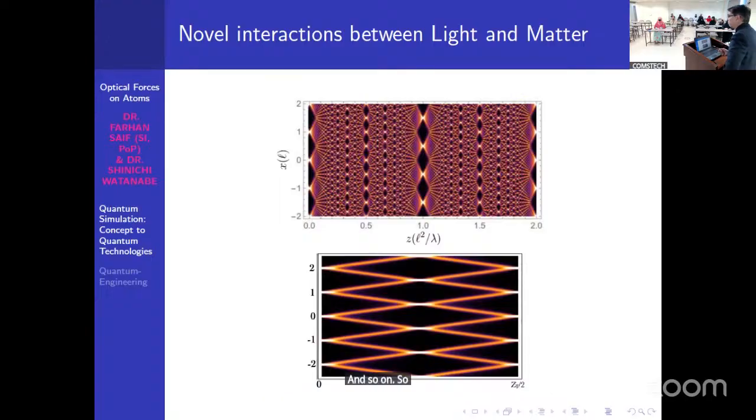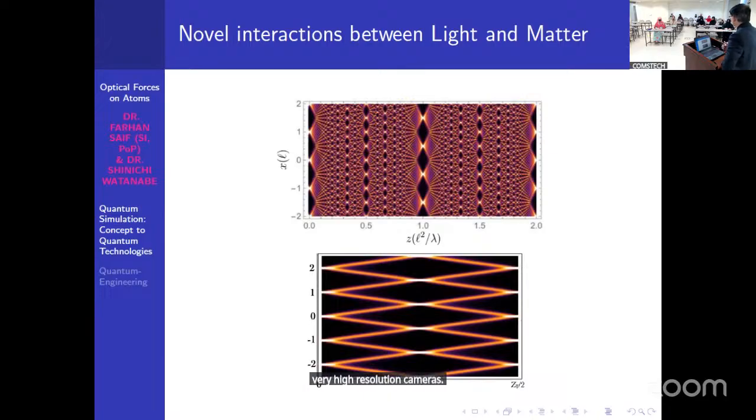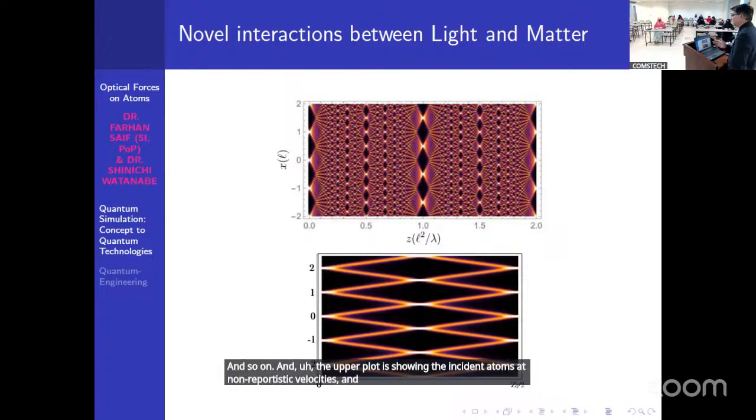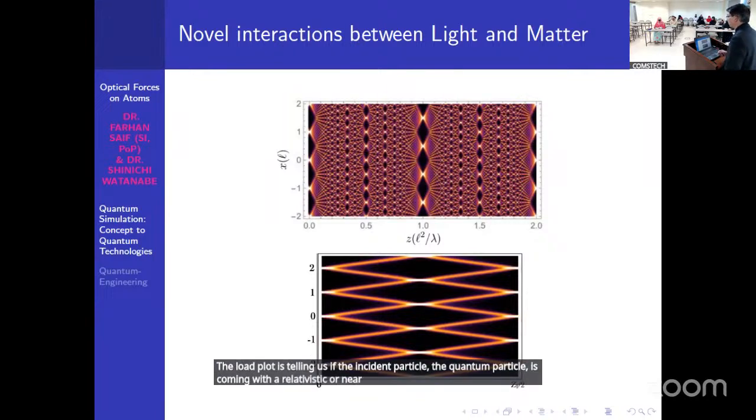This mechanism, which is seen in optics very often, is useful in the development of very high resolution cameras, and is also used in lithography to create structures on some material. The upper plot shows the incident atoms at non-relativistic velocities, presenting this behavior. The lower plot tells us what happens if the incident quantum particle is coming at relativistic or near relativistic velocities.